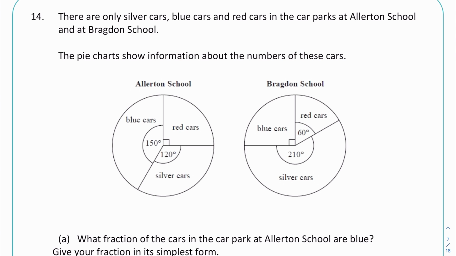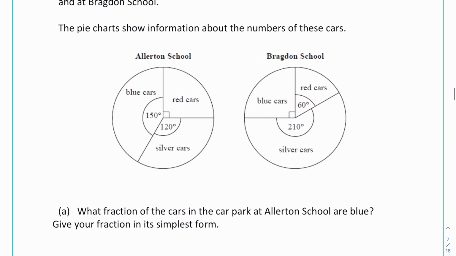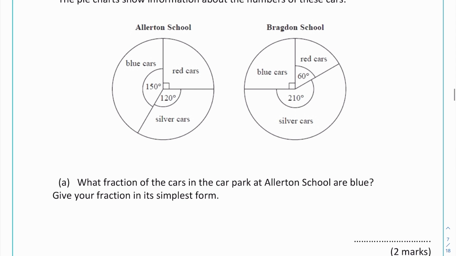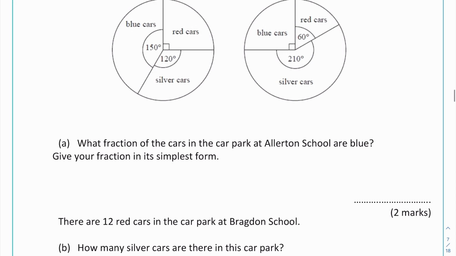Okay, and moving on to some pie charts. So it says there are only silver, blue, red car parks at Allerton School and at Bragdon School. The pie charts show information about the numbers of these cars. What fraction of the cars in the car park at Allerton School are blue? Give your fraction in its simplest form.